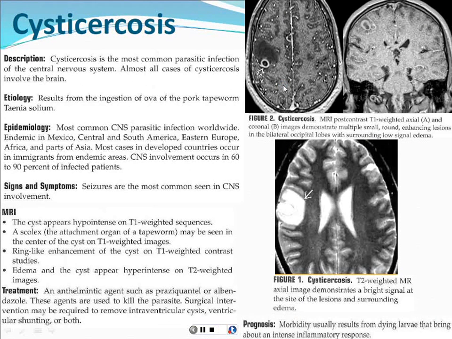This is another kind of infection. This is a parasitic infection that usually causes a number of little ring-enhancing lesions, similar to the abscess, with a lot of edema around them. T2 weighted signal. If you saw this, once again, you want to make sure that we're doing post-contrast imaging on it. You may just see one lesion, or you may see multiple lesions.